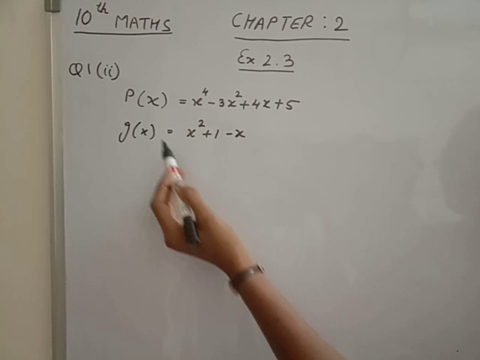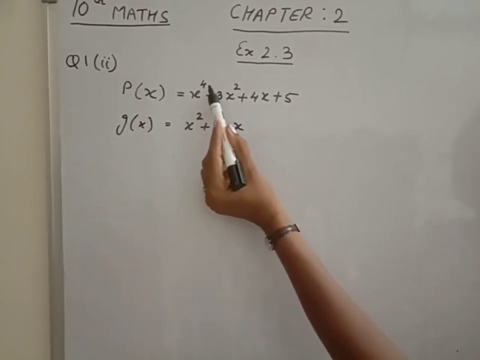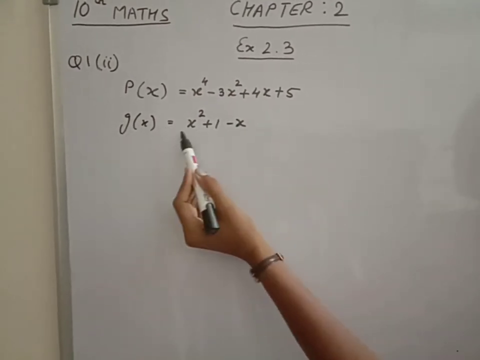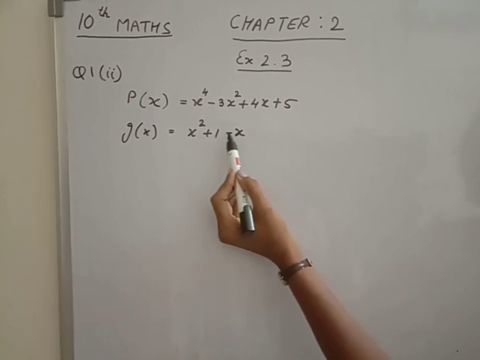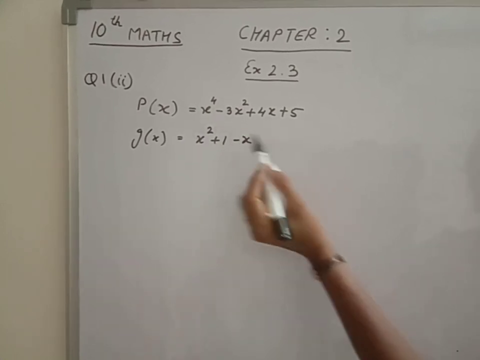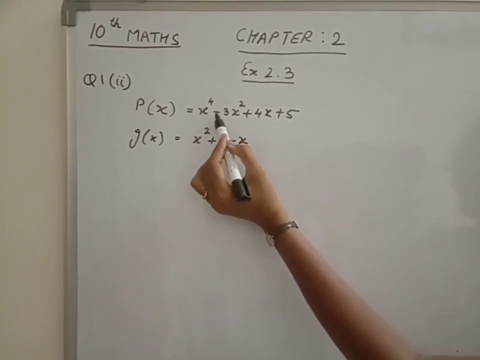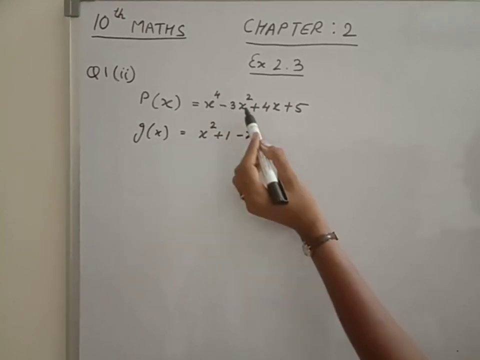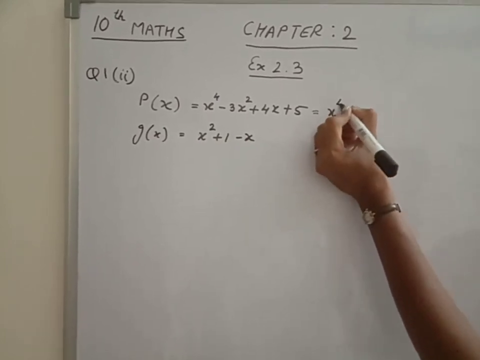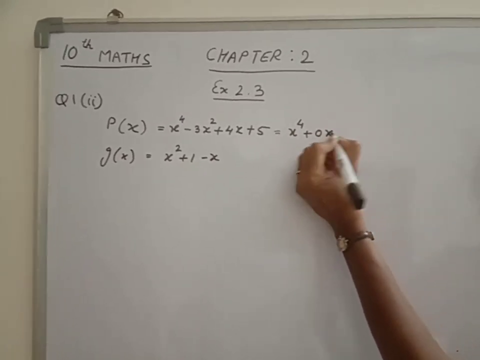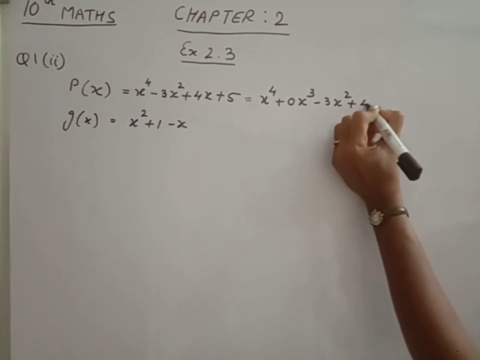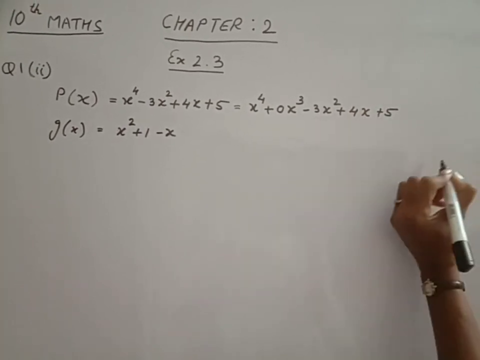Question 1, second part. Here p(x) is given as x raised to 4 minus 3x square plus 4x plus 5, and g(x) is given as x square plus 1 minus x. Now, first of all, let us check the standard form. Here it is x raised to 4, then the term containing x raised to 3 is missing. So we will write it in standard form: x raised to 4 plus 0x raised to 3 minus 3x square plus 4x plus 5.